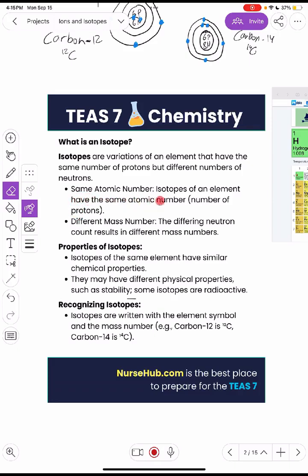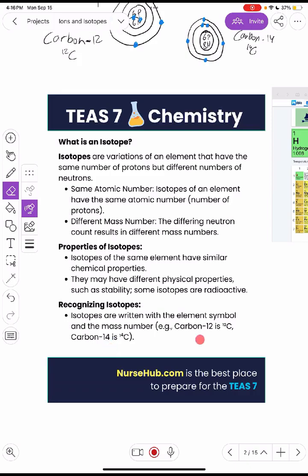They have the same atomic number. Isotopes of an element have the same atomic number of protons, but they have a different mass number. The differing neutron count results in different mass numbers. They have the same or similar chemical properties, and they may have some different physical properties like stability, which we talked about a little bit just now.